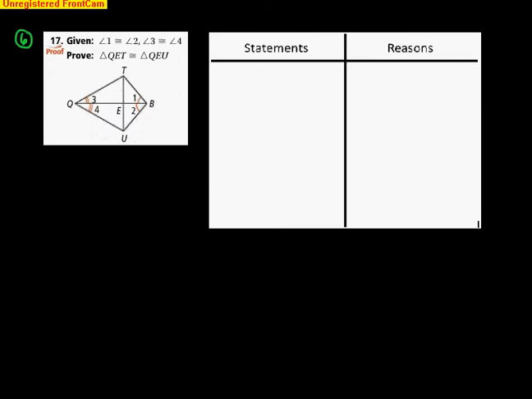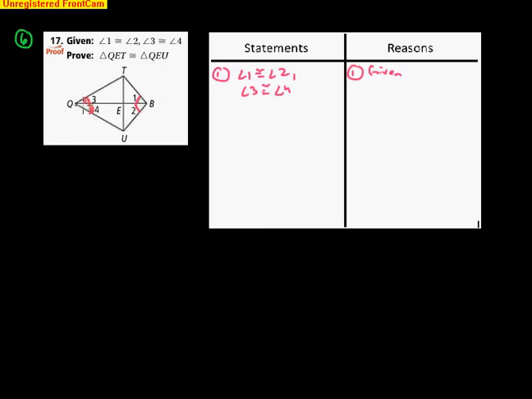And lastly, number 6 here. Pretty complicated picture here. A lot of triangles going on, so maybe I'm thinking, hey, it might need 2 triangles. I don't know. Let's start with the given. Angle 1 congruent to angle 2. Angle 3 congruent to angle 4. That's given. So let me mark that. Angle 1 congruent to angle 2. Angle 3 congruent to angle 4.